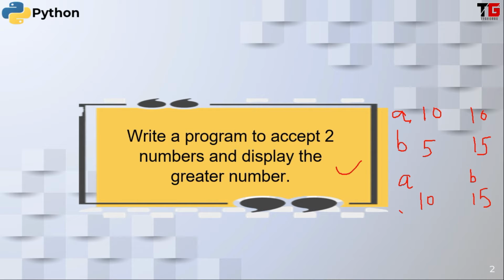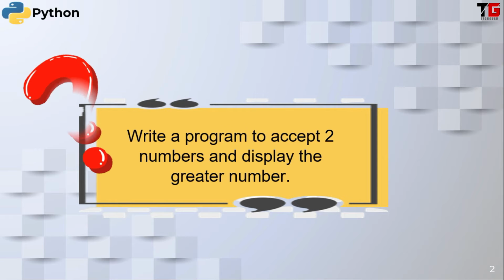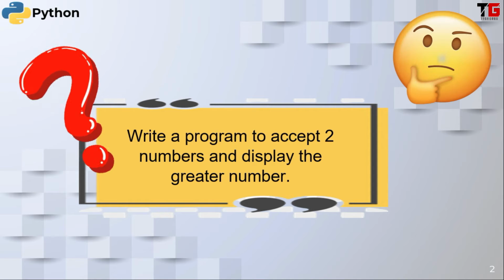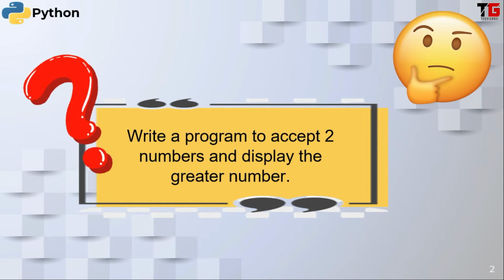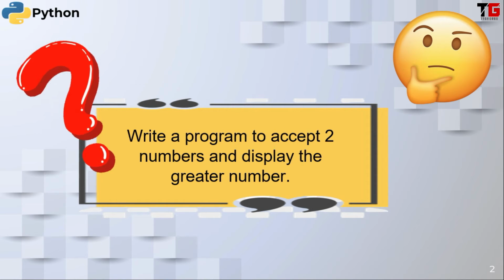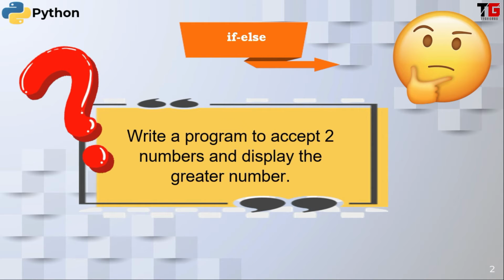It means result depends on the input provided by user. It means my normal sequential programming will not work here, because depending upon the input I can have one output and I can have any other output also. So how to solve this? So in Python we use if-else. Alright friends, let's see the syntax of if-else.